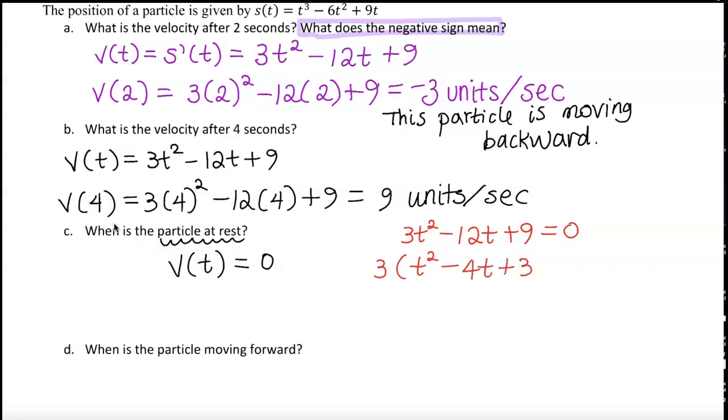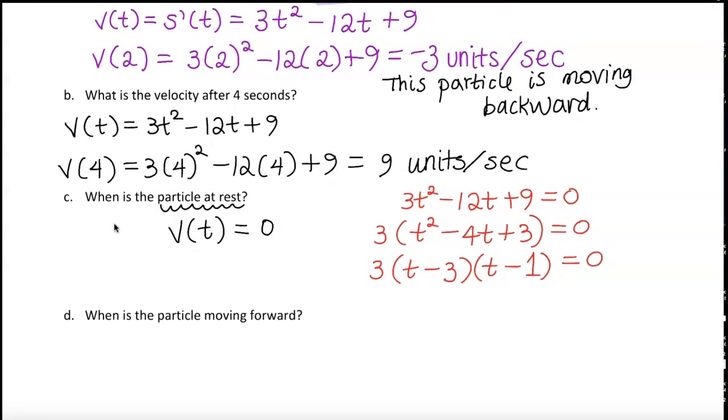So I factored out the 3, because what I'm hoping is I don't want to use the quadratic formula. I just want to see if this is factorable. I think it is, because isn't 3 times 1 equal to 3? And if I make them both negative, they will add up to negative 4. So here we go, we solved it. At t equals 3 seconds and 1 second, this particle will be at rest because its velocity is 0 at those 2 points.